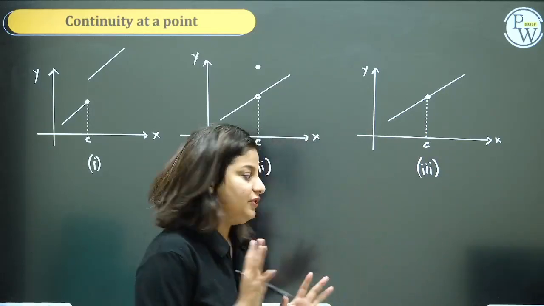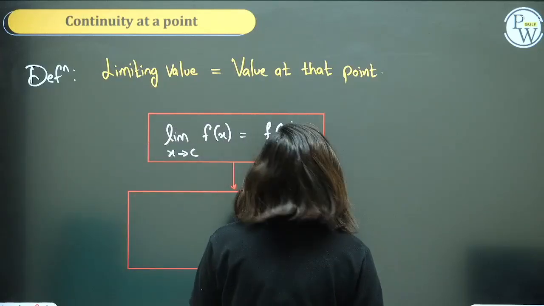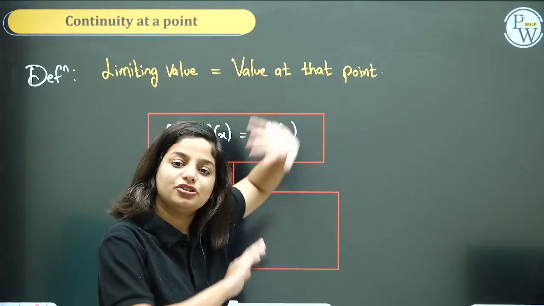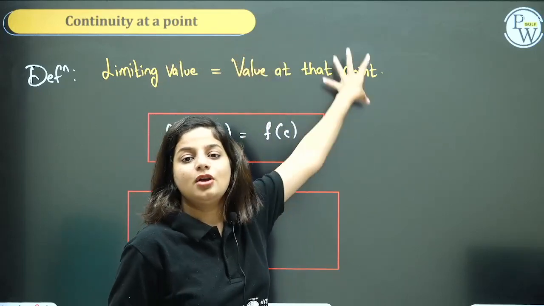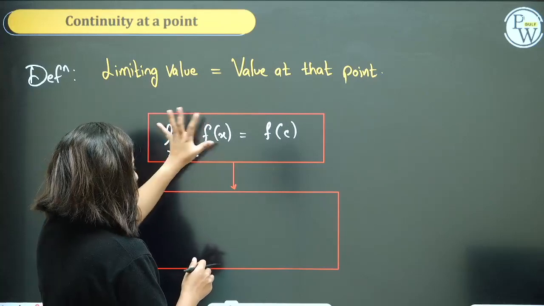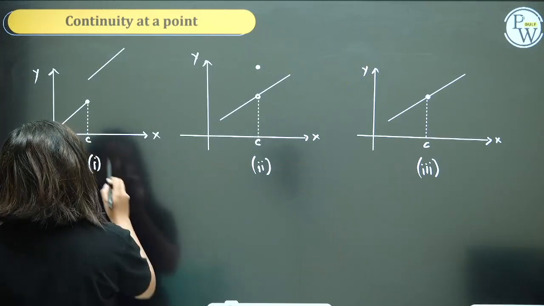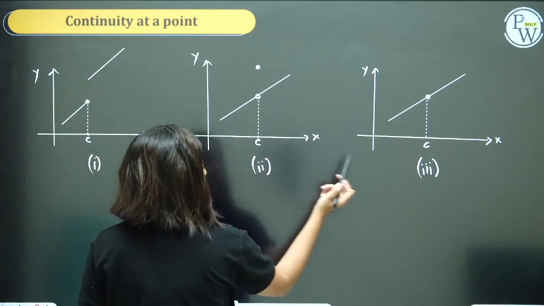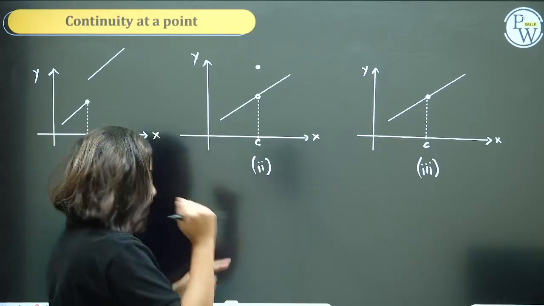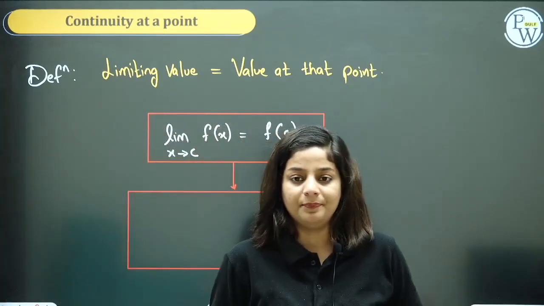So, just by looking, you could all understand whether it's continuous or discontinuous. Let's get into the definition of this. Continuity, the formula and definition are the same. When the limiting value is equal to the value of the function at that point, it is called a continuous function. Suppose we are calculating continuity at a point c. So when the limiting value is equal to the value at that point c, it is called a continuous function. The definition is the same as the formula.